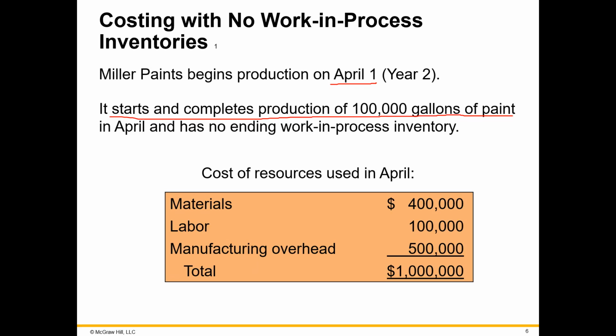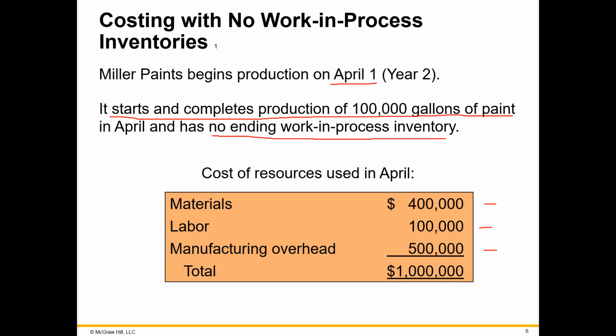So in this case, we started 100,000 gallons of paint, and we also completed 100,000 gallons of paint. And we had no ending work in process inventory. Since we had no ending work in process inventory, that indicates that we finished all of the gallons of paint. And for cost, we incurred 400 grand of materials, 100 grand of labor, and 500 grand of overhead for a total cost of $1 million.